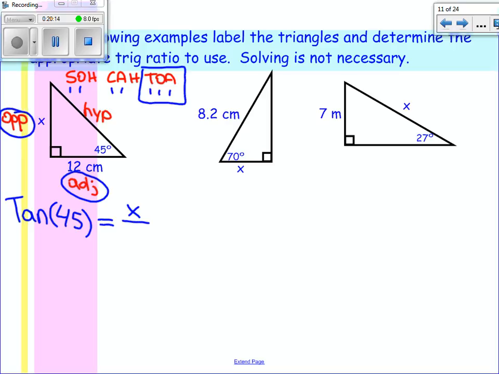So we've set up our ratio. Now we need to solve it. We need to get x all by itself, which means we need to somehow move this 12. So what we do is we have to do the opposite of divide. So we need to multiply both sides by 12. And I always multiply it to the front. 12 times.